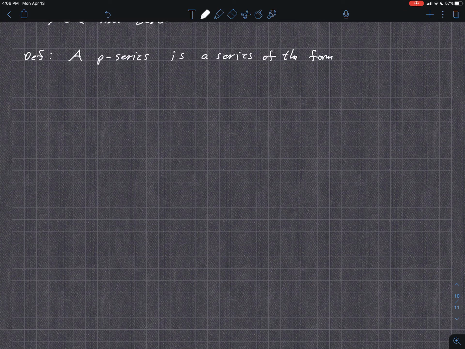of the form, the sum as n goes from 1 to infinity of 1 over n to the p, which is equal to 1 plus, we just write this out, 1 over 2 to the p, 1 over 3 to the p, and then you have your general term, etc. Where p is a positive real number.